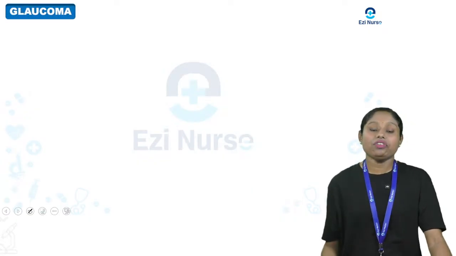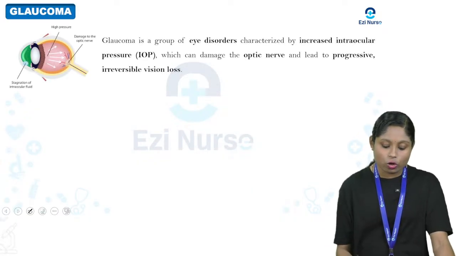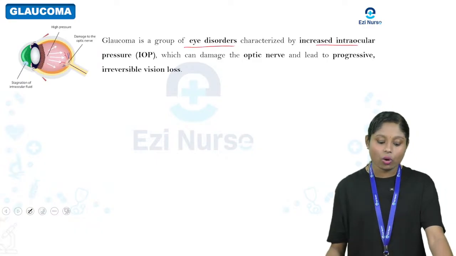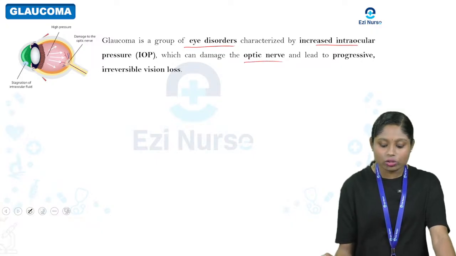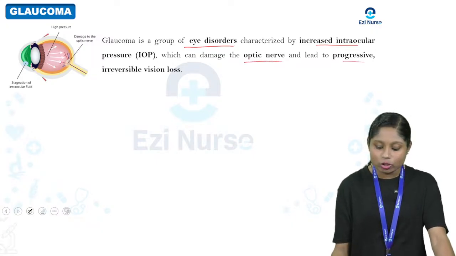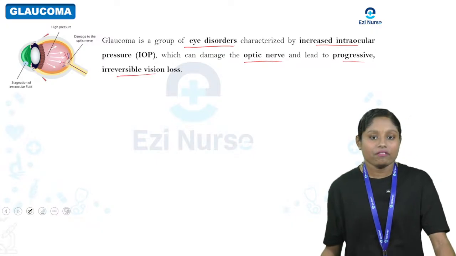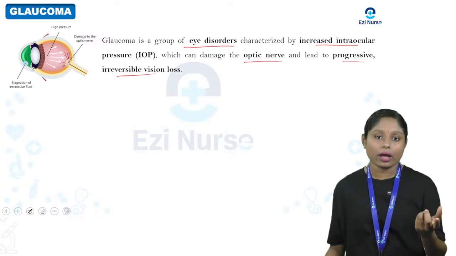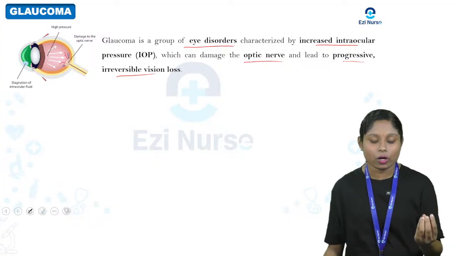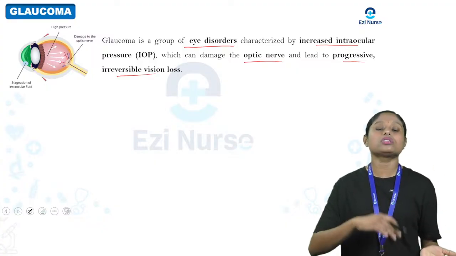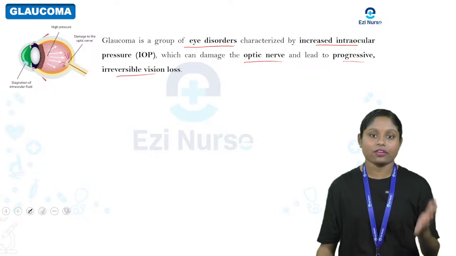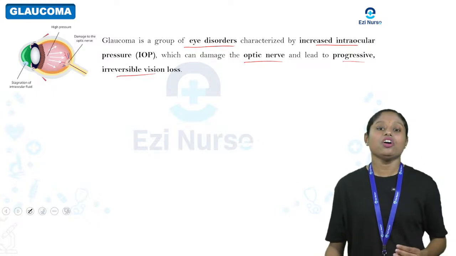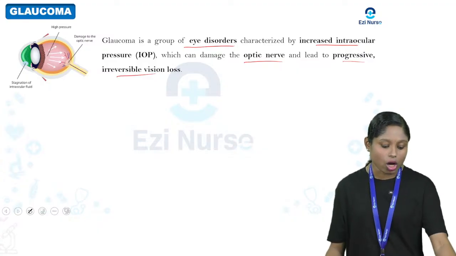Next disease condition we will discuss is glaucoma. So what is glaucoma? It's a group of eye disorders characterized by increased intraocular pressure, which can cause optic nerve damage leading to progressive irreversible vision loss. Inside the eyes, the intraocular pressure will increase, which will cause damage to the optic nerve. If the optic nerve is damaged, what will happen? Progressive irreversible vision loss. So that is what is called glaucoma.